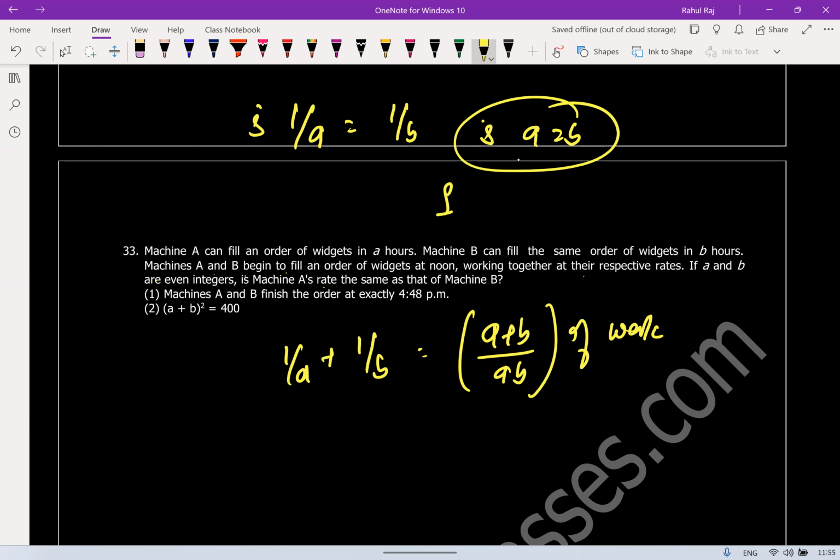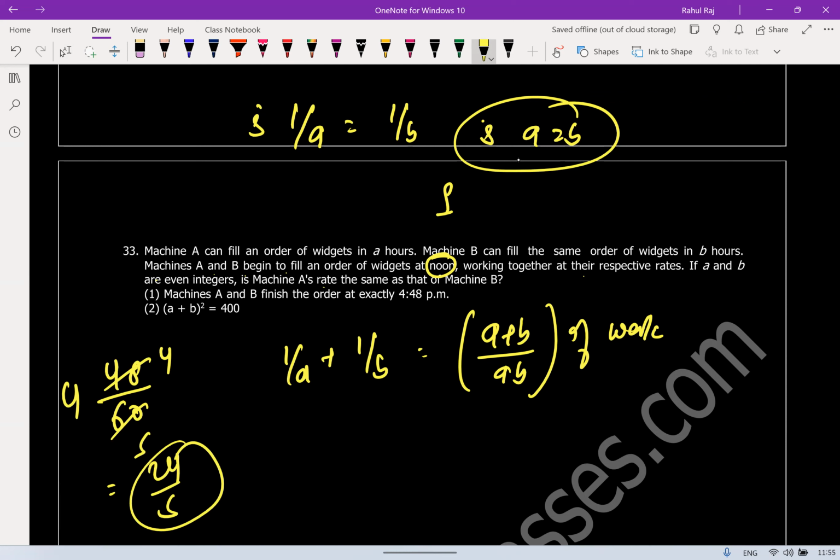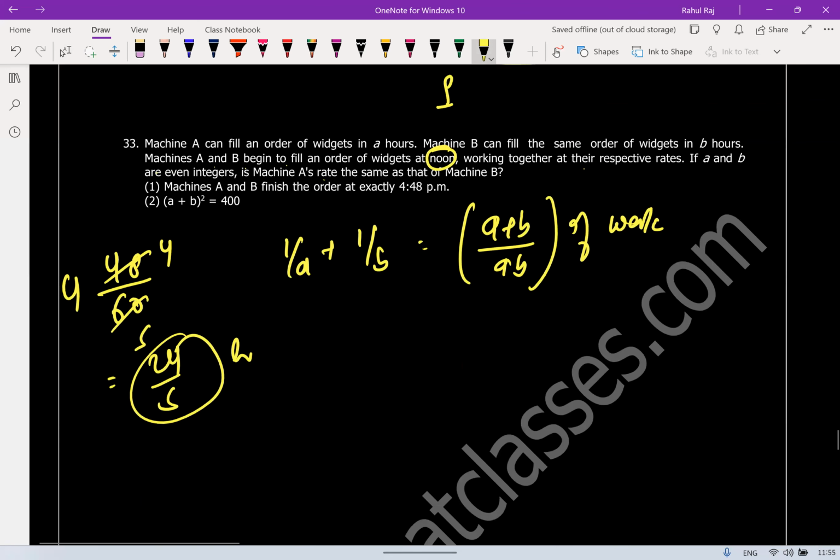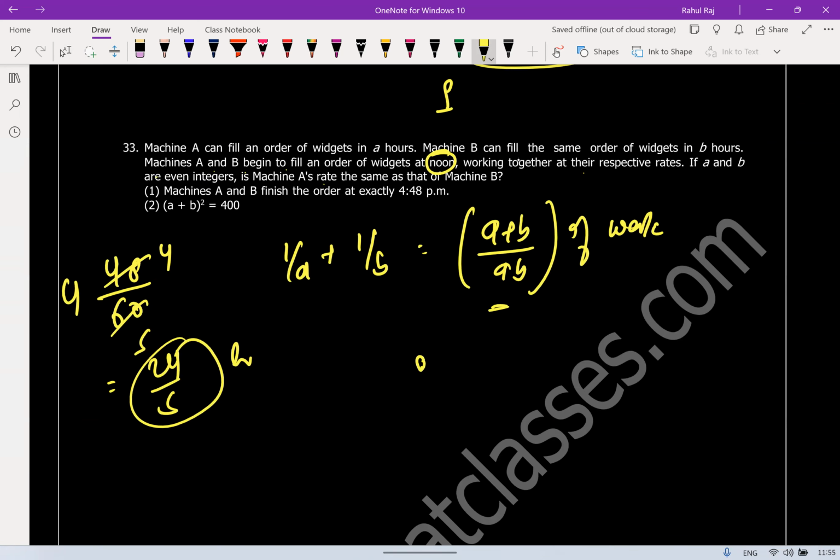Machine A and B begin to work at noon, meaning 12 o'clock, working together. Is machine A's rate equal to machine B's rate? Option A says machine A and B can finish the work in 4 hours 48 minutes. So 4 hours 48 minutes is how much? That is 24 by 5 hours. They can finish the entire work in 24 by 5 hours. So unit amount of work done is this. Can I say 24 by 5 into (A plus B) by AB is equal to 1 work done.